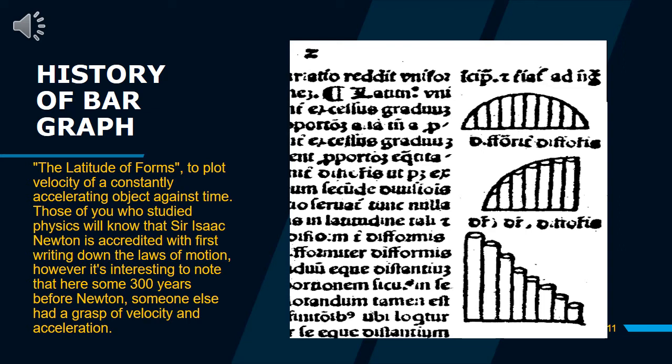The latitude of forms the flat velocity of a constantly accelerating object against time. Those of you who studied physics will know that Sir Isaac Newton is accredited with first writing down the laws of motion. However, it's interesting to note that some 300 years before Newton, someone else had graphs of velocity and acceleration.